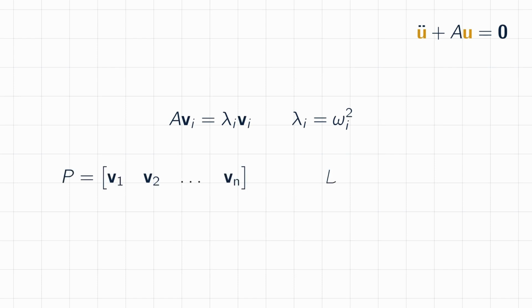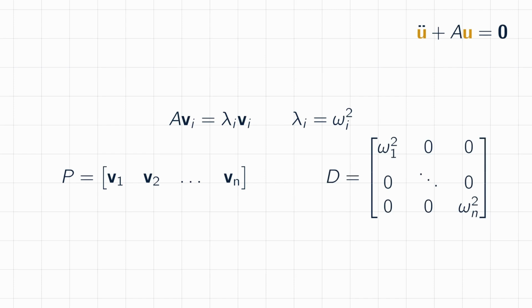Next, we will need the concept of a diagonalization. A is diagonalizable if we can express A in the form P times D times P inverse. To construct the matrix P, we set the eigenvectors as columns, and to construct the matrix D, we put the eigenvalues on the diagonal in the same order as the corresponding eigenvectors in the matrix P.